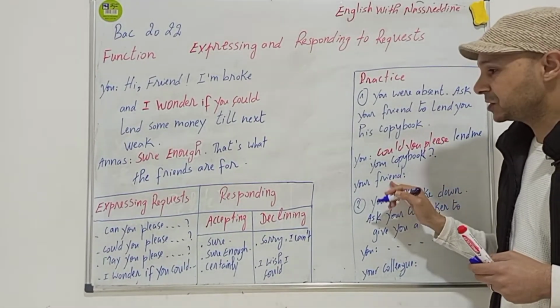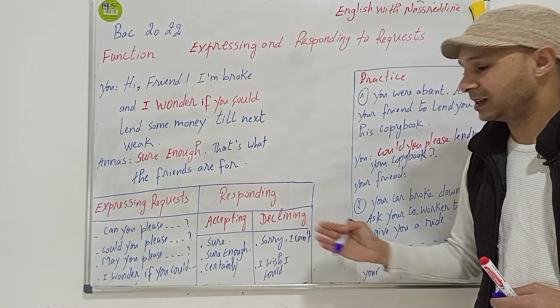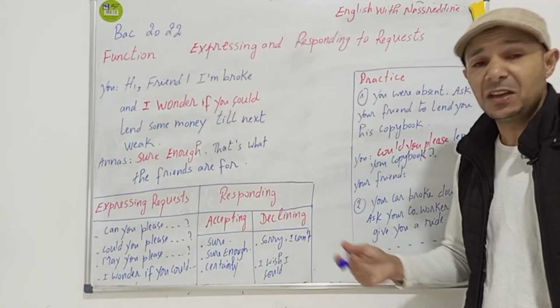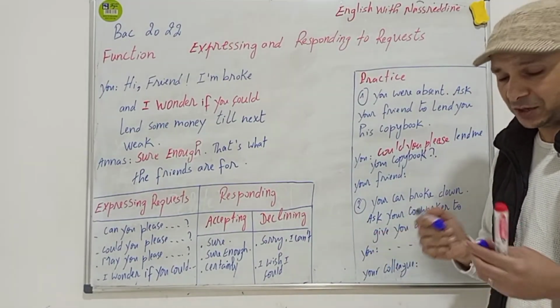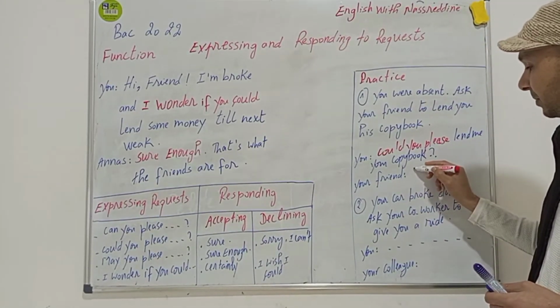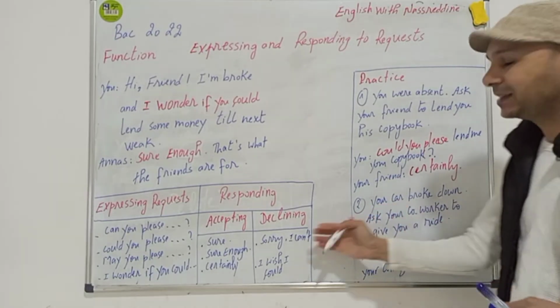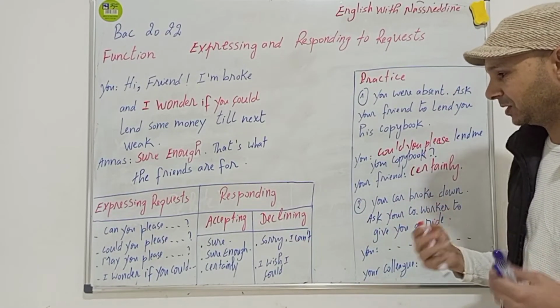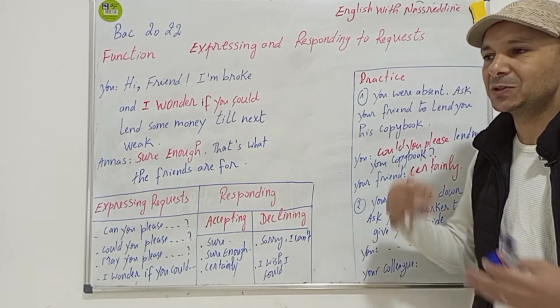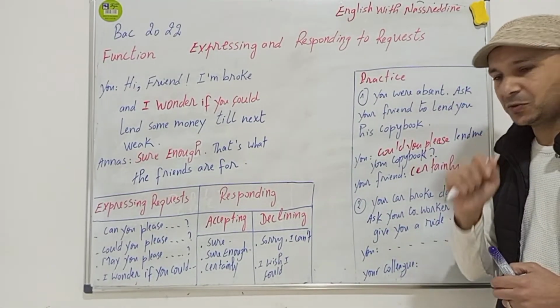Your friend is supposed to respond, so he can either accept or decline. If he accepts, he's going to say sure, or sure enough, or certainly. You can pick one of the expressions here. For example, you can say certainly. Maybe if your friend needs his copybook, he's going to say sorry, I can't because I need it. Okay, that's it. Let's move now to the next situation.